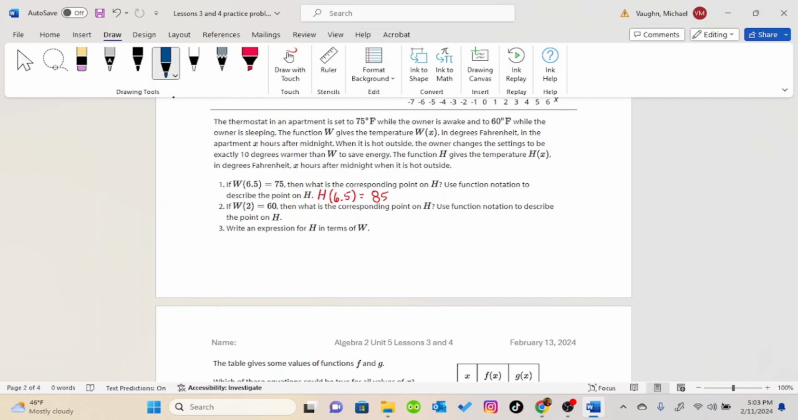Number 2. If W of 2 equals 60, then what is the corresponding point on h? Use function notation to describe the point on h. Again, we're talking about function h, and the time is not going to change. It's the temperature that's going to change. If the temperature here is 60 and we're going to increase it 10 degrees, h of 2 equals 70.